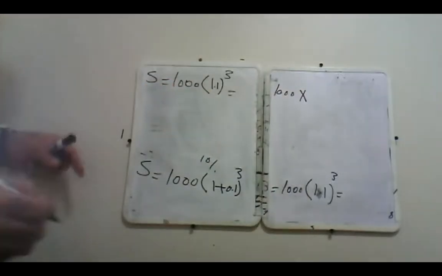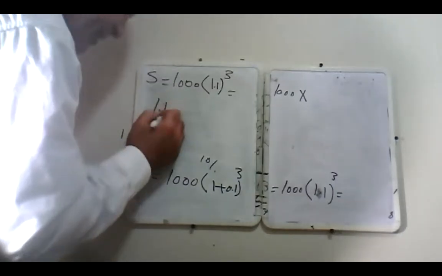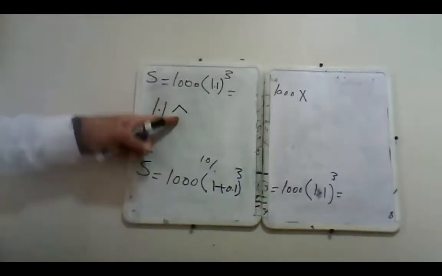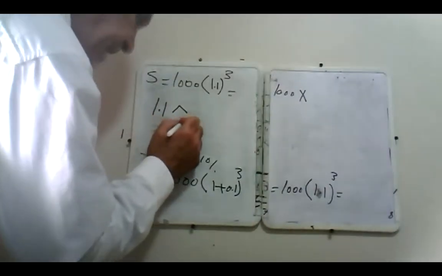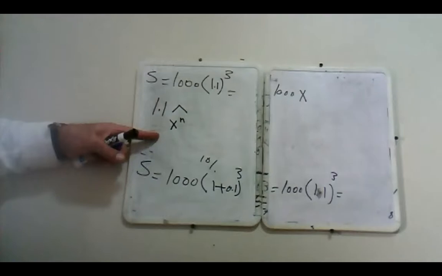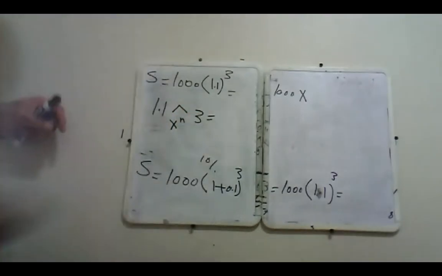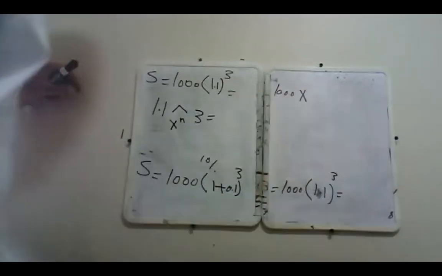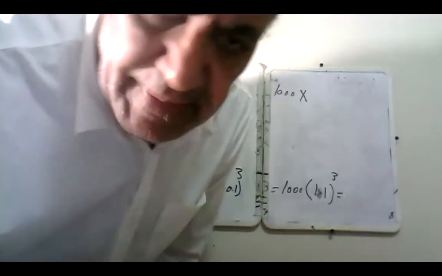What you will do is go to your calculator and press 1.1. Then some calculators have this sign, which is the power, and some calculators have this sign, xⁿ. Then 3. Or you can multiply 1.1 by 1.1 by 1.1. It will give you the same result. So let's see the result.